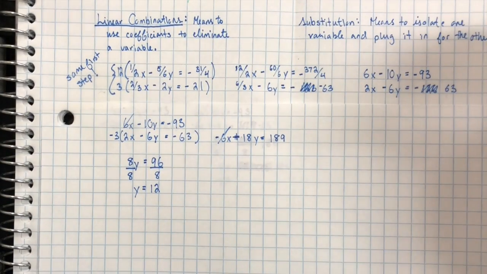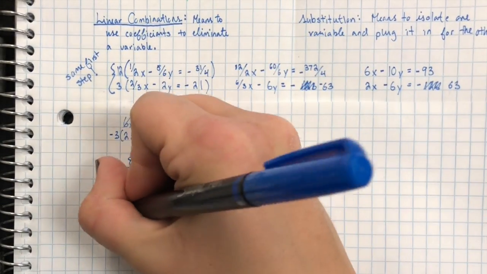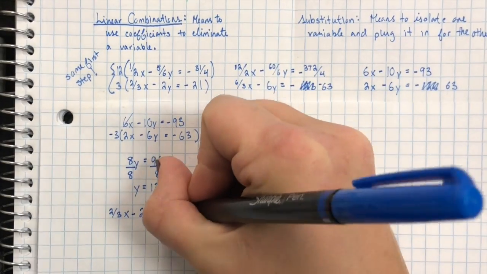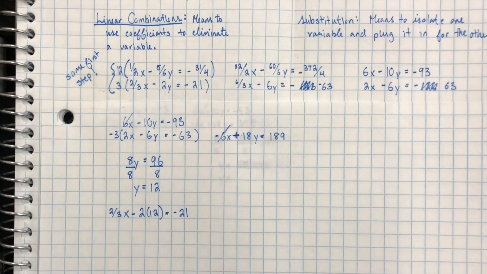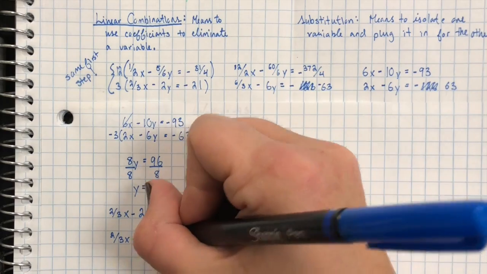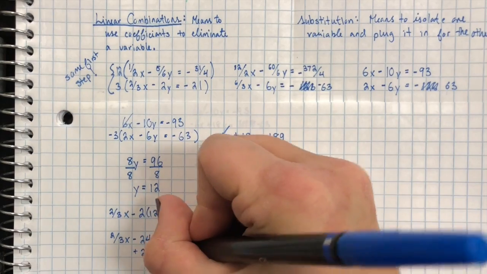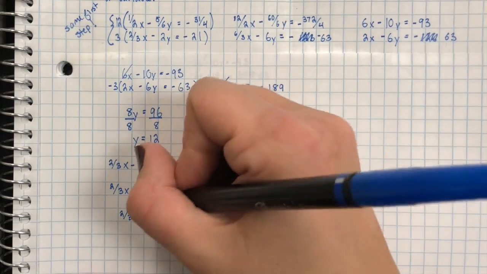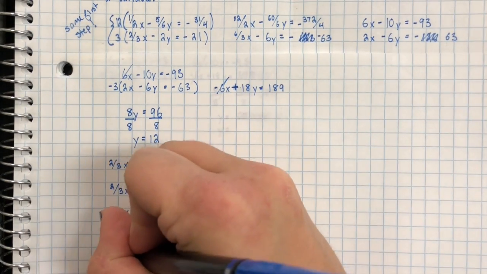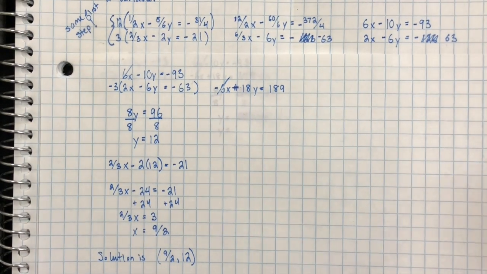And I'm going to substitute in that value to one of my original equations. So I'm choosing to use 2/3 x minus 2y equals negative 21. Instead of the y, I'm going to substitute in 12. Solve for x. So I get x is equal to 9/2. So my solution as a coordinate point is (9/2, 12).